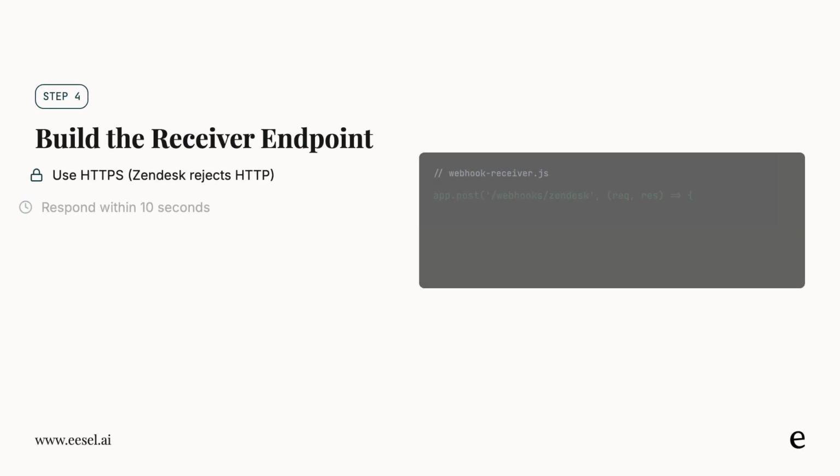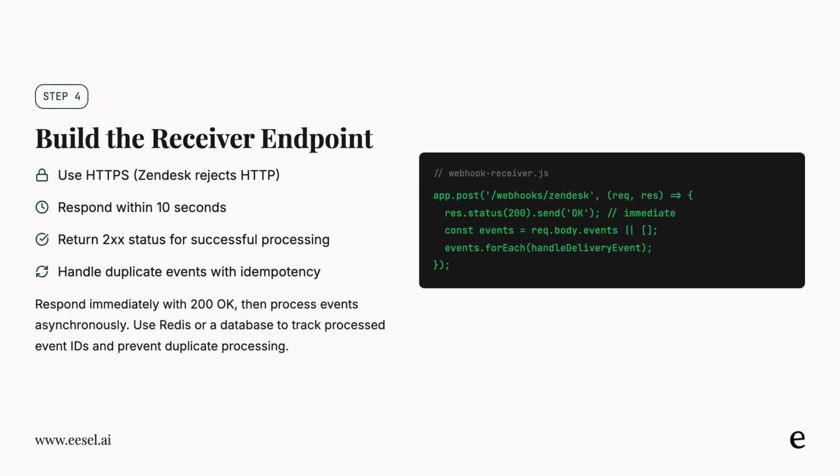Step 4, build your receiver. Your endpoint must use HTTPS, respond within 10 seconds, and return a 200 status. The key pattern, respond with 200 OK immediately, then process events asynchronously, and use Redis or a database to track event IDs so duplicates get dropped.